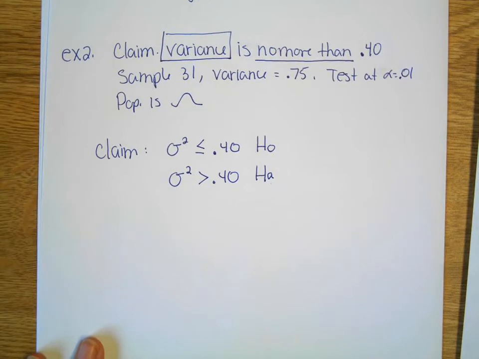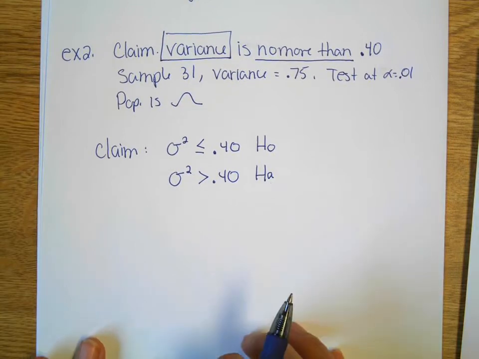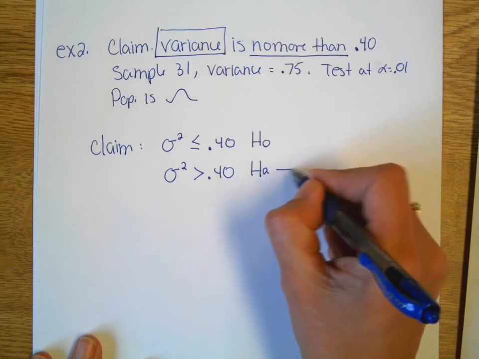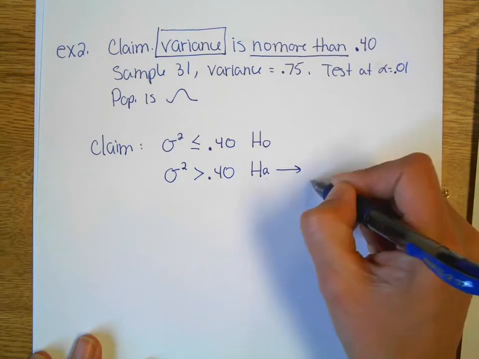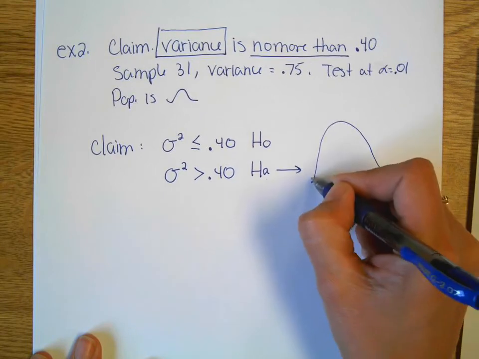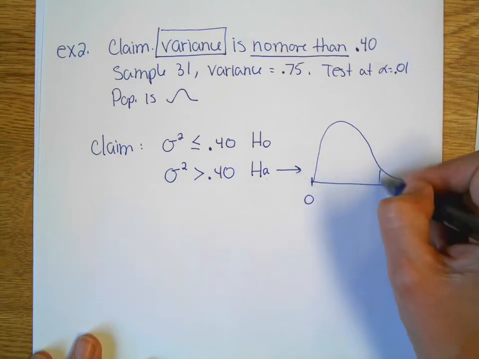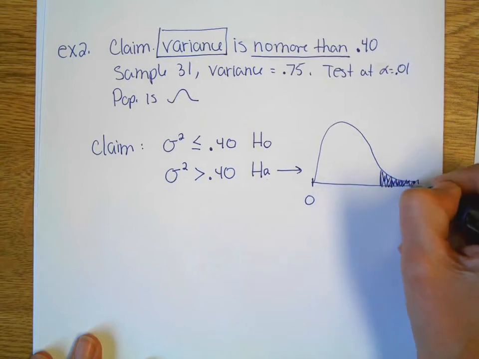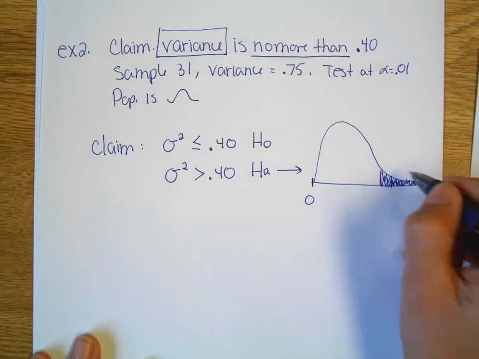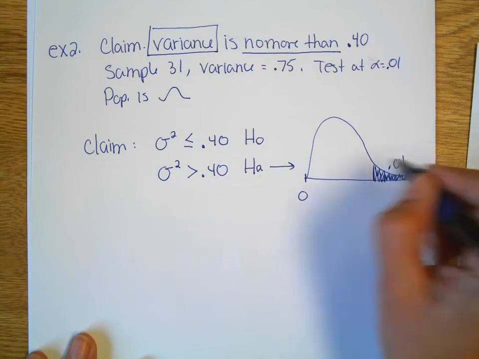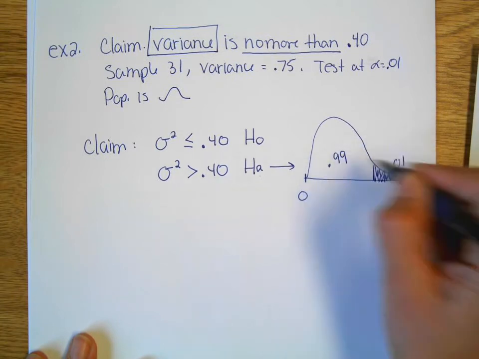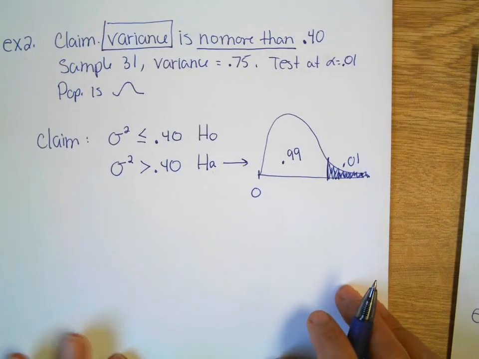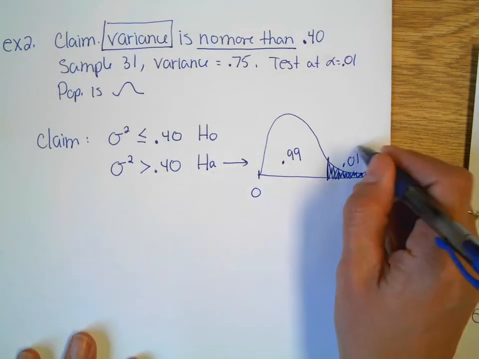After that, you make your graph and you shade. Where am I shading? The right tail, because the Ha says so. And remember, this starts at 0. Got my shaded region somewhere down here in the right tail. This is 1%. This is 99%. Which one of those are you going to use when you look it up in your table? The 0.01.